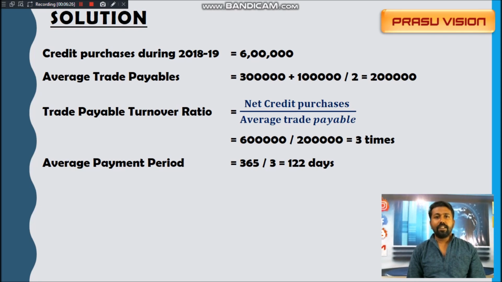Suppose when you go through other questions, if the amount of credit purchase is not directly given, you can calculate it. If the amount of cash purchase is given and also the total purchase is given, just calculate the credit purchase by deducting the cash purchase from the total purchase. Then you will get the value of credit purchase. So it will be very easy to calculate the ratio.